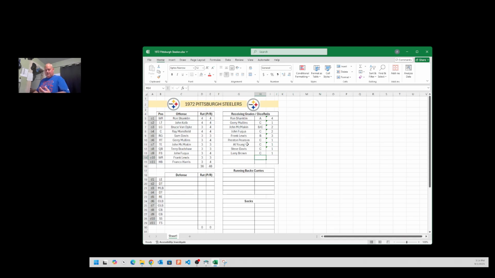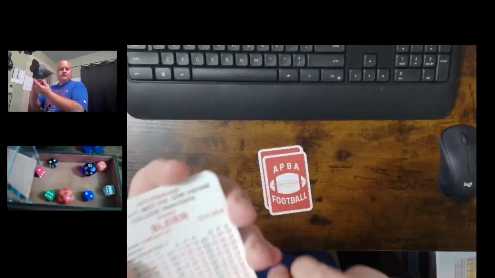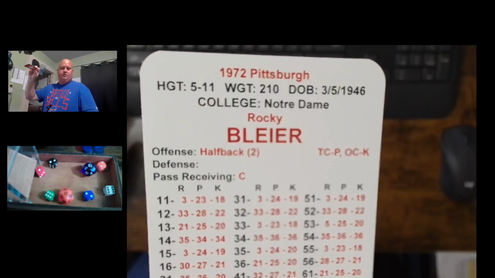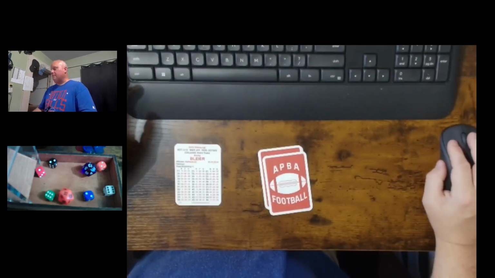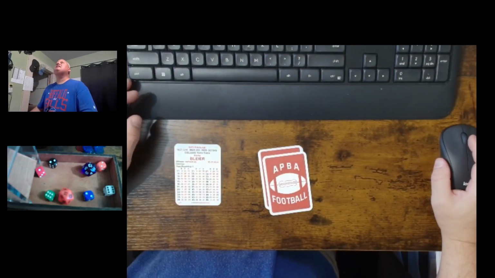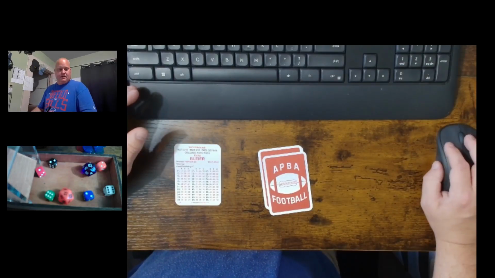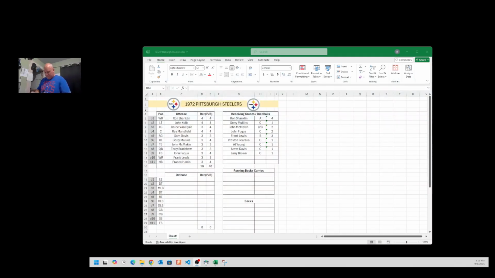Rocky Blyer, a name that we all know. Rocky Blyer does not have a number. He's a C. That's it. So he didn't get passes thrown to him, which is weird as a halfback. Was he young? 46 to 72. He's 26? Yeah, he's 26 when this game goes off. Okay. So he didn't catch any, so I'm not going to put him in the passing chart. We're going to end it with Warren Bankston.